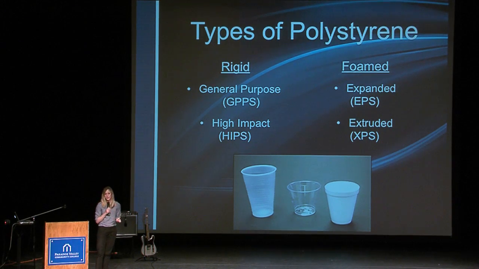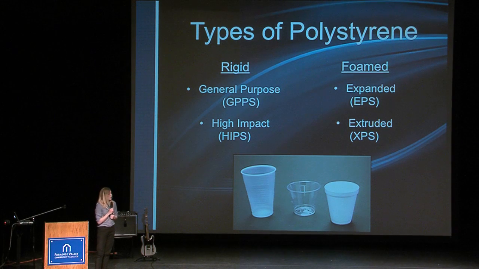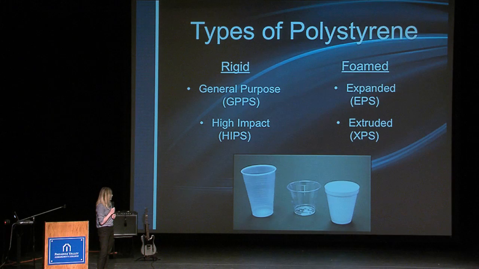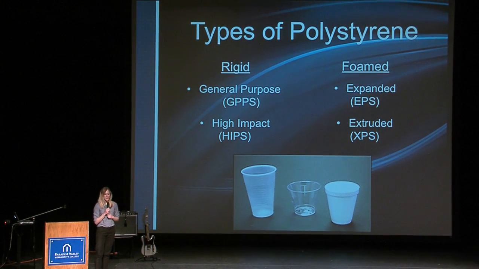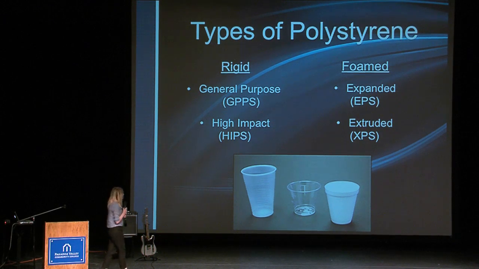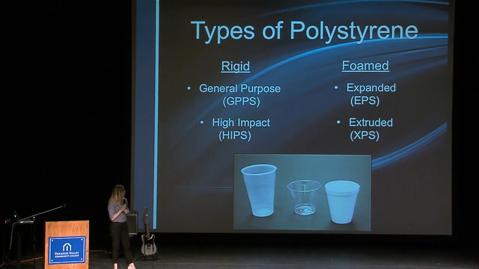You have expanded and extruded, and both of those are widely attributed as styrofoam, but that's actually incorrect. Extruded polystyrene is what we know as styrofoam, and that is actually a trademark term from Dow Chemical Company that is used specifically for insulation and packaging for materials. So ultimately, it's a different process by which you make the foam form.